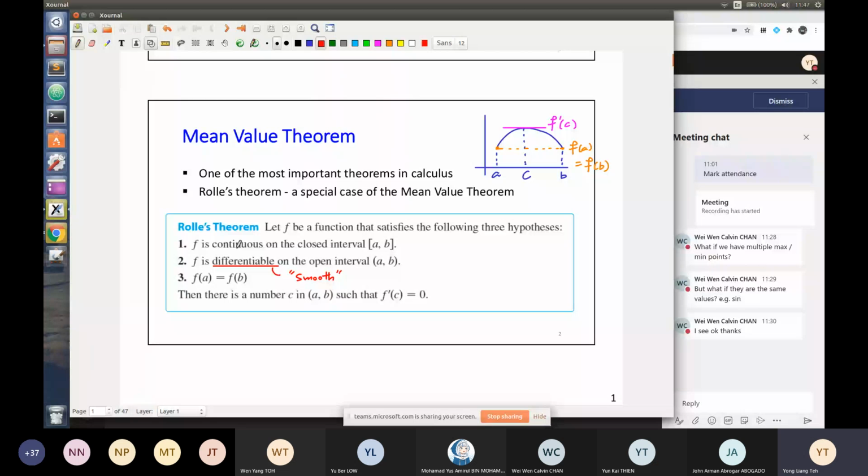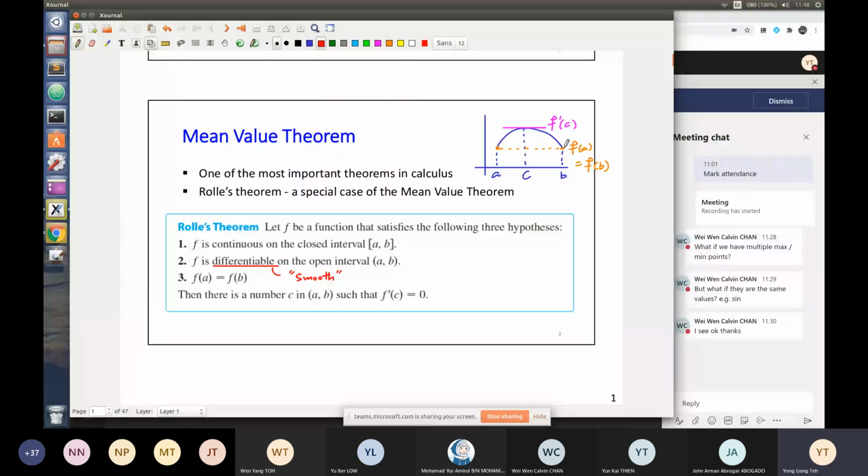So now, if your f is continuous and smooth, and you have the condition such that f(a) equals f(b), then you must have a maximum or a minimum point. Or rather, you must have a local maximum or a local minimum, whereby, of course, f prime is equivalent to 0. Isn't this common sense? What's the reason here? The reason is that if you have f(a) equals f(b), then the gradient of the secant line connecting A to B must be 0.